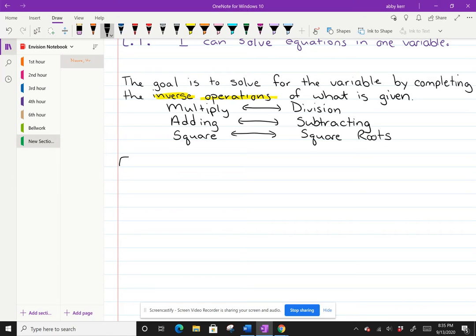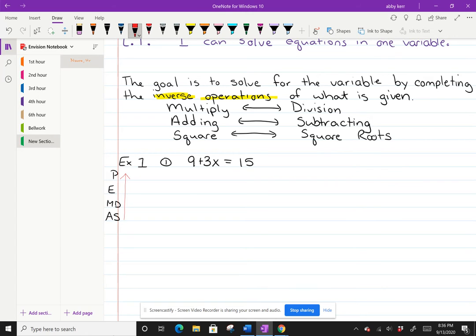So example 1. We have a two-step. It says 9 plus 3x equals 15. Now remember, the goal is to solve for the variable by completing inverse operations. Now I listed the opposite operations, but one thing that's really important to know is that you want to do the opposite of PEMDAS. So PEMDAS is parentheses, exponent, multiply or divide, and then add and subtract. So you're going to do the opposite. You're going to start from the bottom and then go your way up.